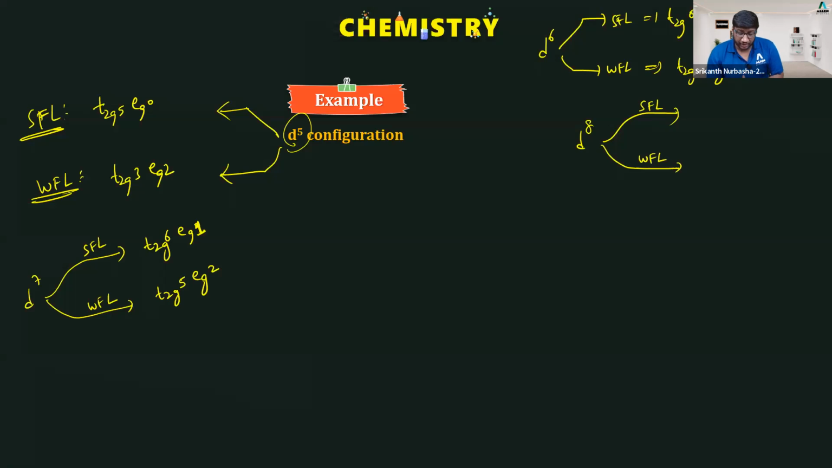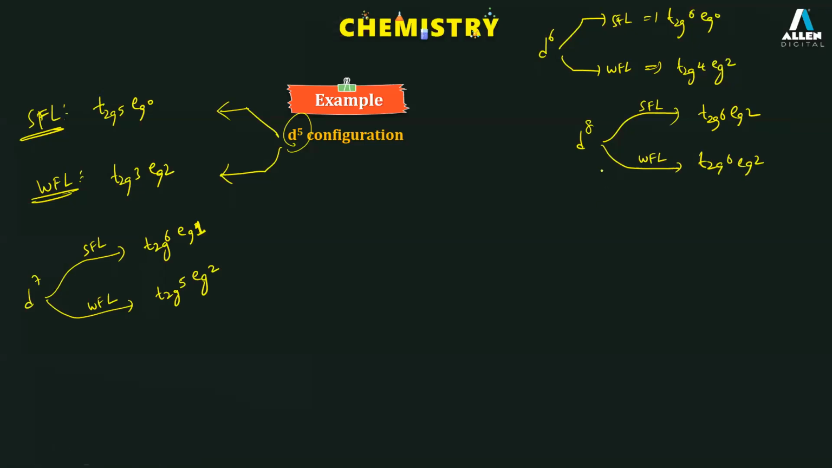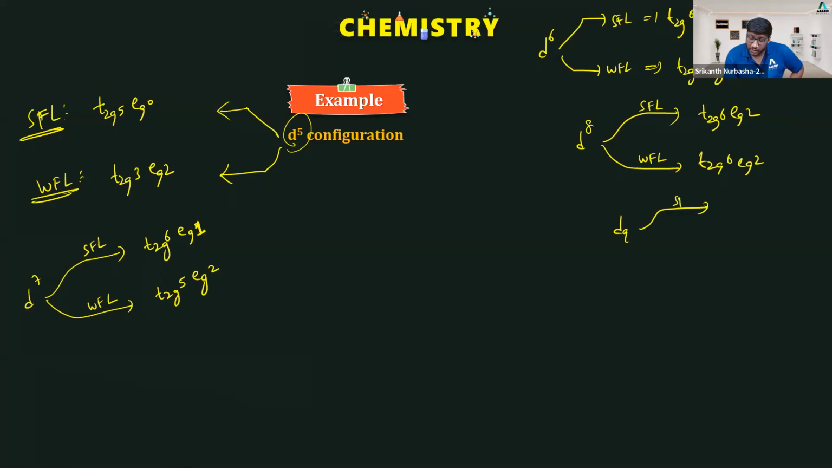Sorry, students. Okay, fine. D8 means in the presence of strong field ligand, you will be having T2G6 EG2. In the weak field ligand also we have T2G6 EG2, or not? Yes, sir. So D8, D9 and D10 will also have the same configurations. Electronic configuration same means same properties. Nothing is going to change. So D9 will be T2G6 EG3 for strong field ligand, and for weak field ligand also T2G6 EG3.